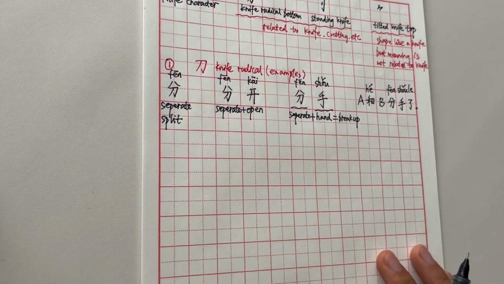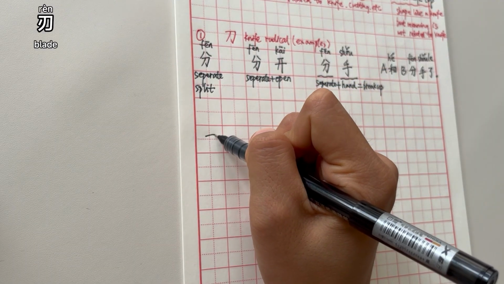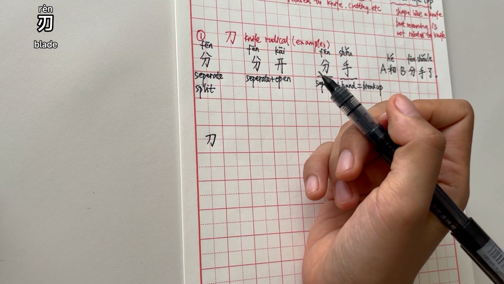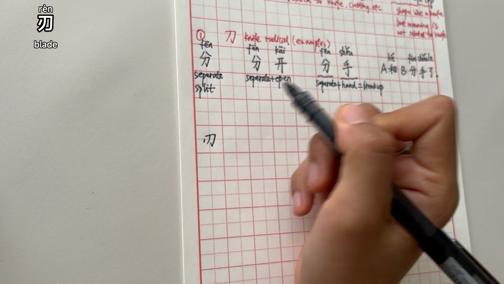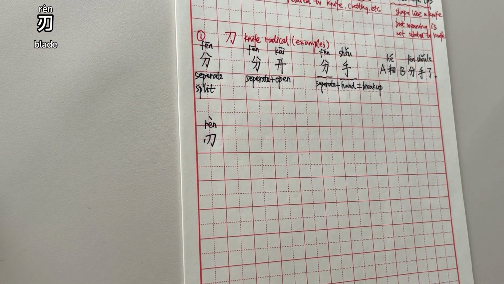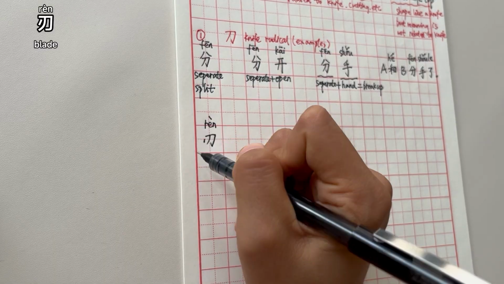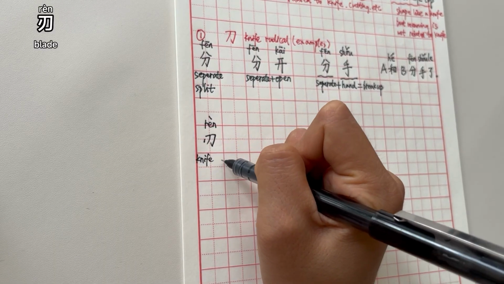Okay, moving on to the next character, which is also very easy. We just need a knife, 刀, and then put one dot on the left. That would be 刃. So here is the evolution of the character 刃. You can see here is the dot at the sharp side of the knife, right? So which means I'm talking about the sharp side, and that would be the blade. So 刃 would be the knife blade.